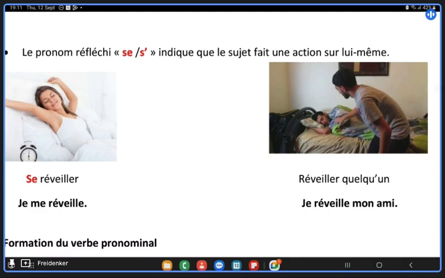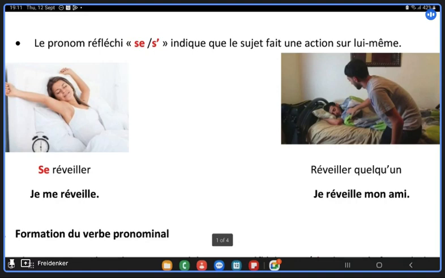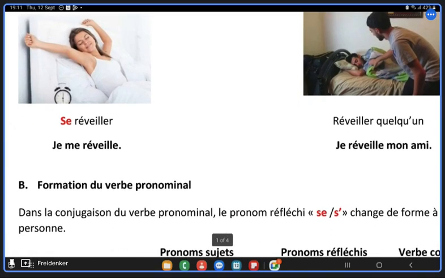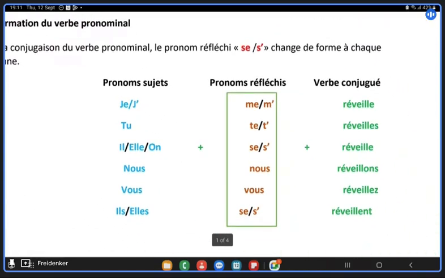It's your basic ER verb. I hope you do remember ER verb conjugation. I wrote it right at the beginning, right? So you're supposed to apply ER verb conjugation. Now the rules.